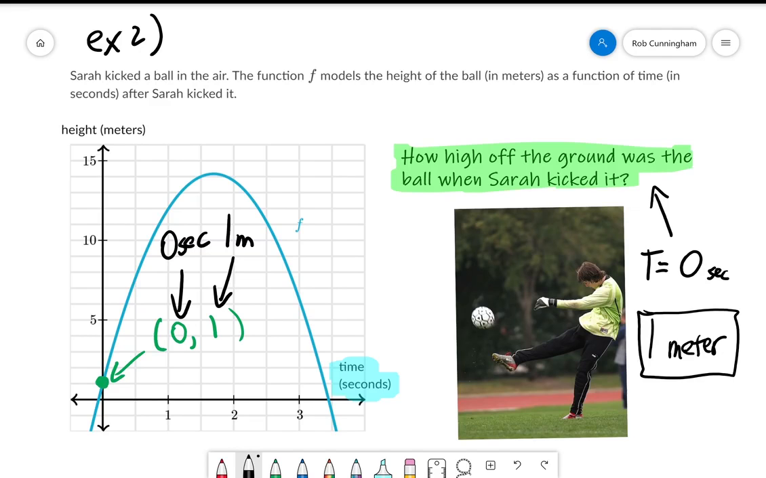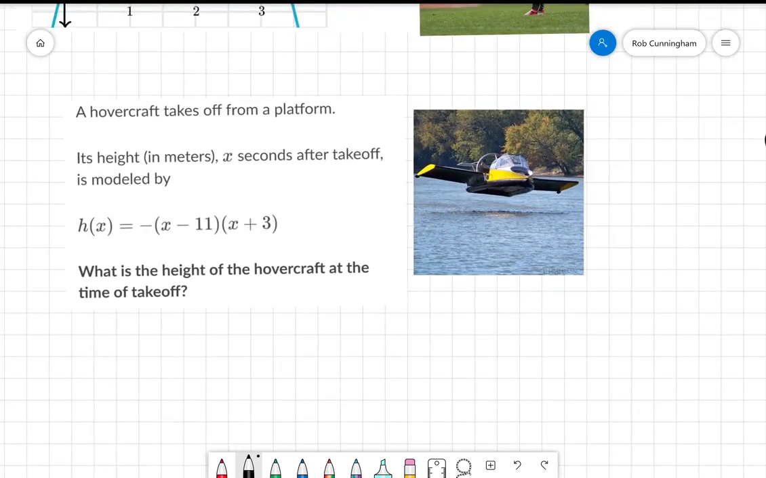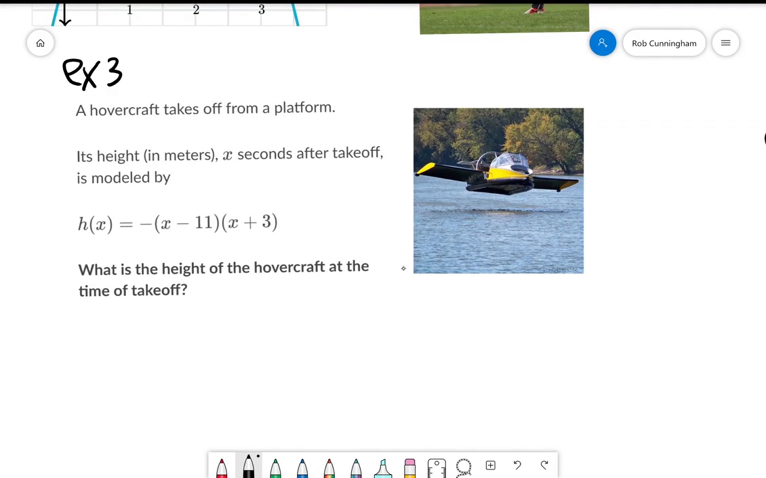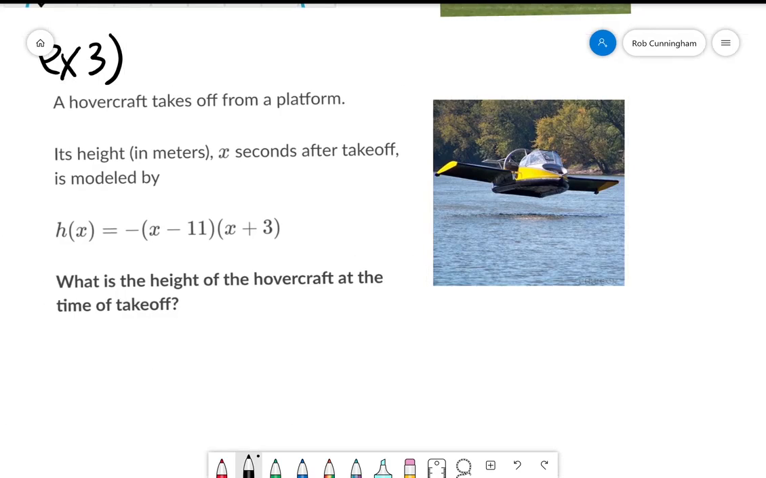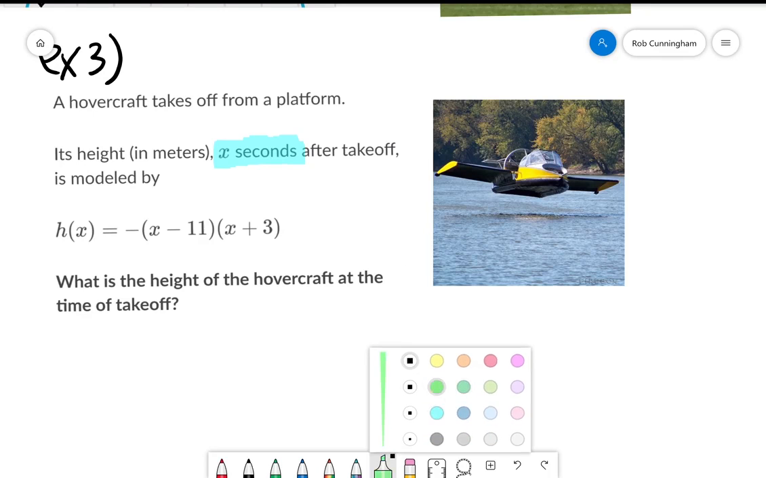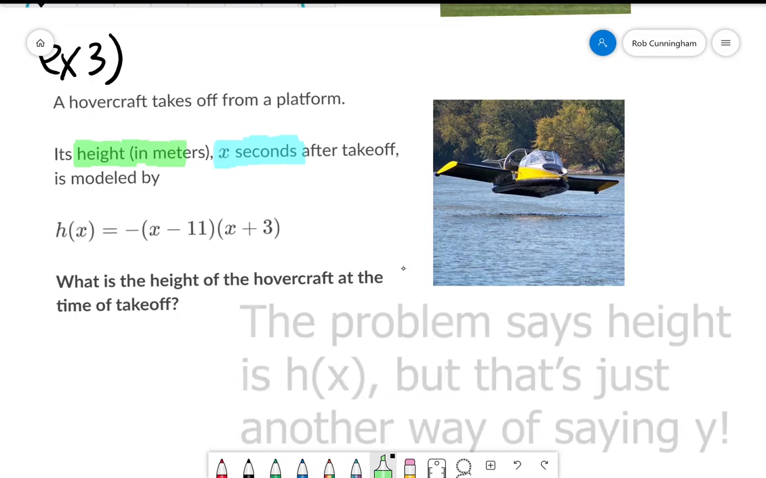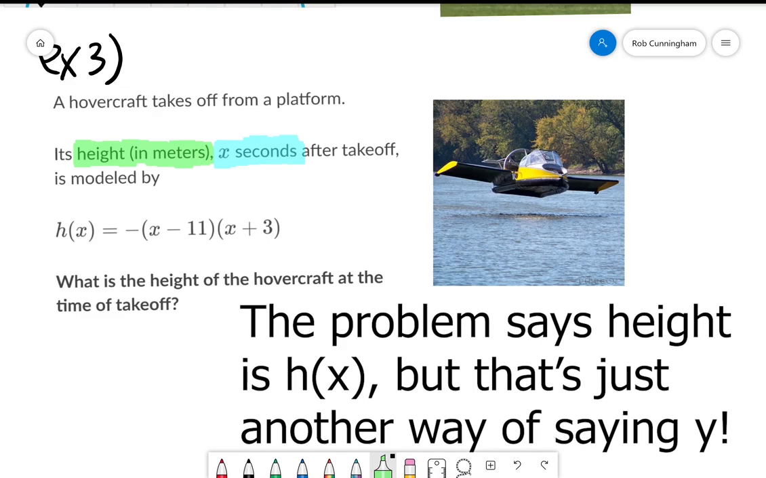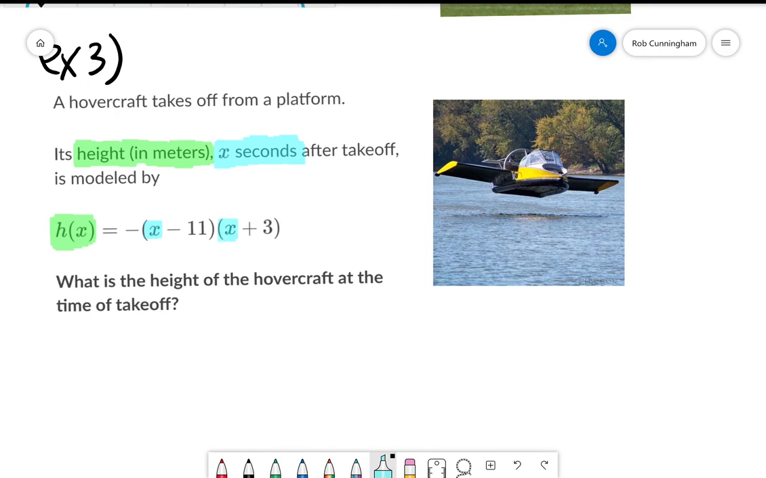Let's do one that actually requires you to do a little bit of calculation. Example 3. A hovercraft takes off from a platform, or in this case, the water. Its height in meters, x seconds after takeoff. Now let's keep that in mind. Time is x, which means that height is y. Okay? Height is y, and time is x. What is the height of the hovercraft at the time of takeoff?